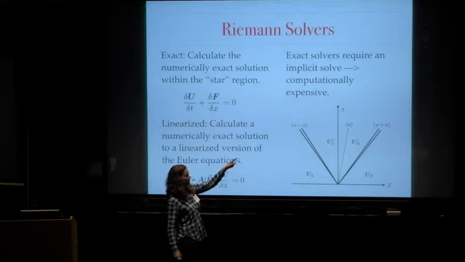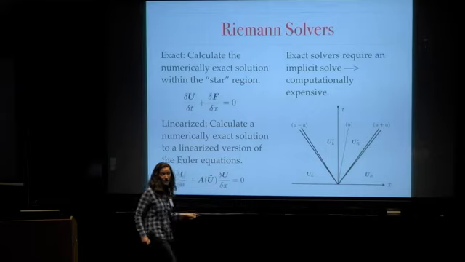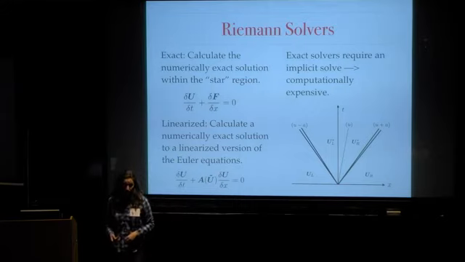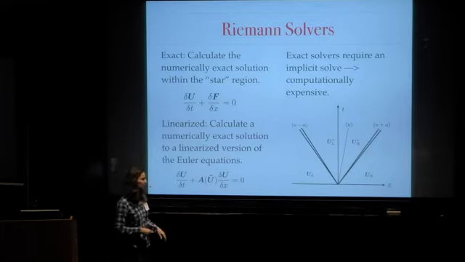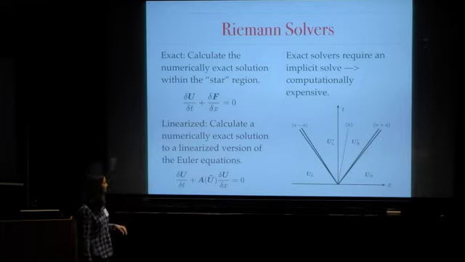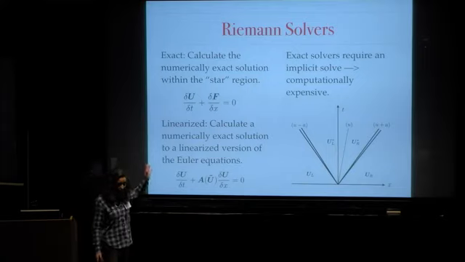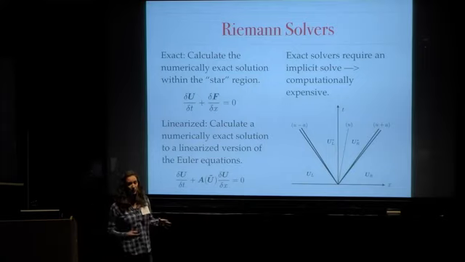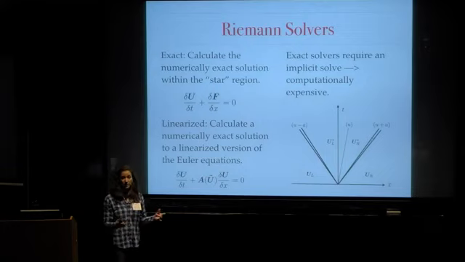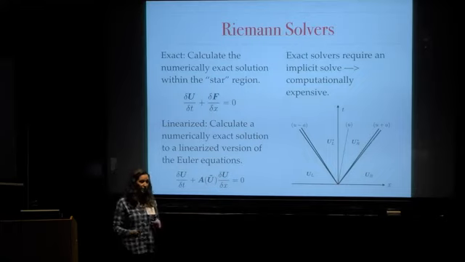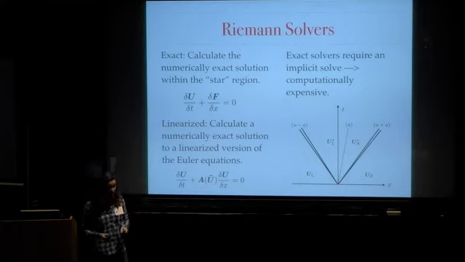Except what you'll find is that to get the pressure in this star region, you have to do an implicit solve. This is certainly something you can do. You can do a Newton-Raphson iteration. You can usually converge relatively quickly. The problem is that if you are doing this in a code where you have millions or billions of cells, and that's millions or billions of interfaces, and then you have to do a Riemann problem for every direction, and if you want a second order in time method, now you're up to two Riemann problems for every direction, this can get very expensive, computationally speaking.